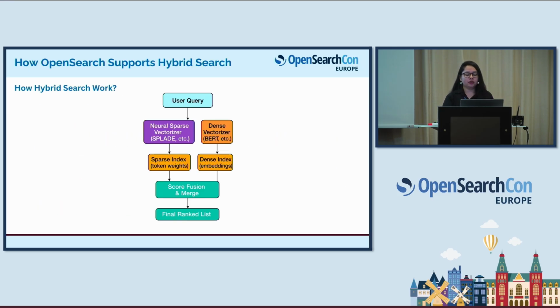So with hybrid search, how it will work is the user puts in a query. Okay, there is an arrow missing. So the user puts in a query, and it will combine neural sparse and dense vector. Neural sparse will convert them into sparse vectors, that is token versus weights, and dense vector will be converted into dense indexes, embeddings, and it will merge those results and give us the final ranked results that are the most appropriate results after the user puts in the query.